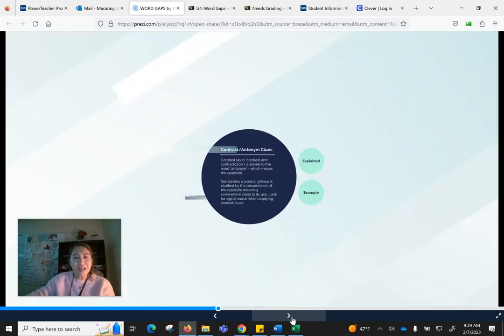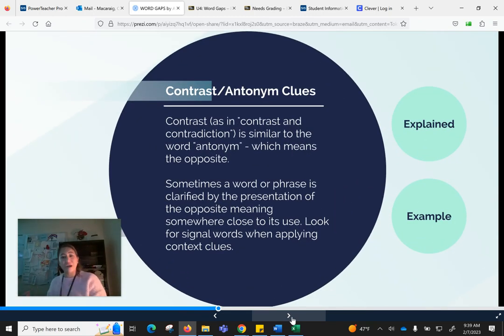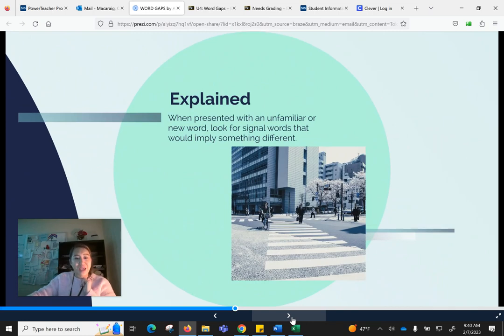Next, other than restatement or synonym, it could be the other way around. Contrast or antonym serves as clues. Contrast, as in contrast and contradiction, is similar to the word antonym, which is the opposite, okay? Sometimes a word or phrase is clarified by the presentation of the opposite meaning, somewhere close to its use. Look for signal words when applying context clues. So there will be a contrasting or contradicting word that would serve as your clue to identify that antonym that we're talking about. So when presented with an unfamiliar or new word, look for signal words that would imply a different meaning.